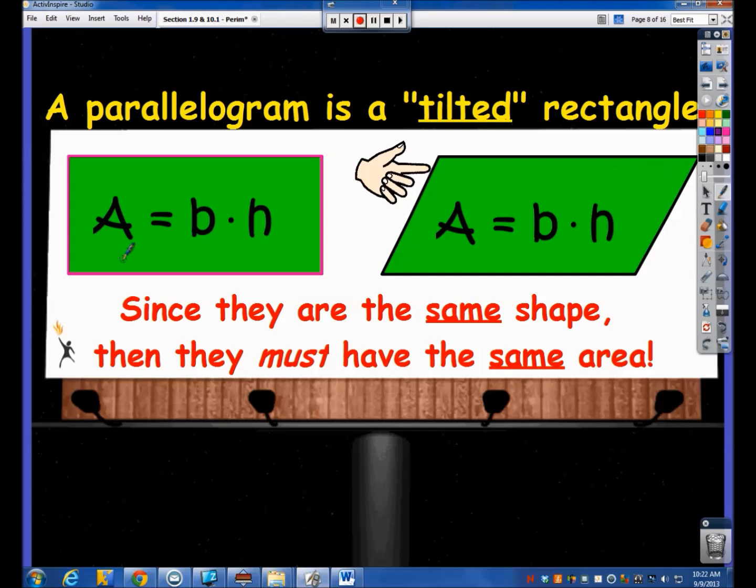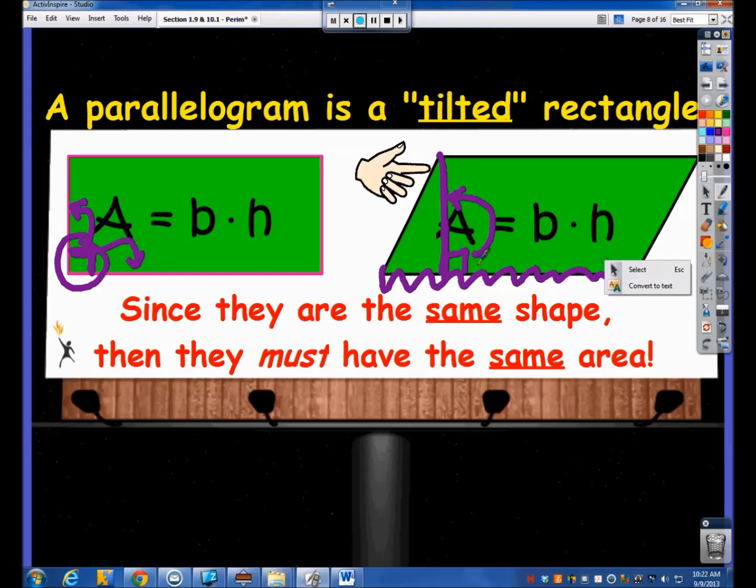Just keep in mind that in a rectangle, here's a 90-degree angle. So that means that piece and that piece, these two sides that are adjacent to the 90-degree angle, those are the base and height. Now in a parallelogram, we need to drop down a height to make it perpendicular. Okay, so that would be our height, and then this overall bottom piece would be our base.